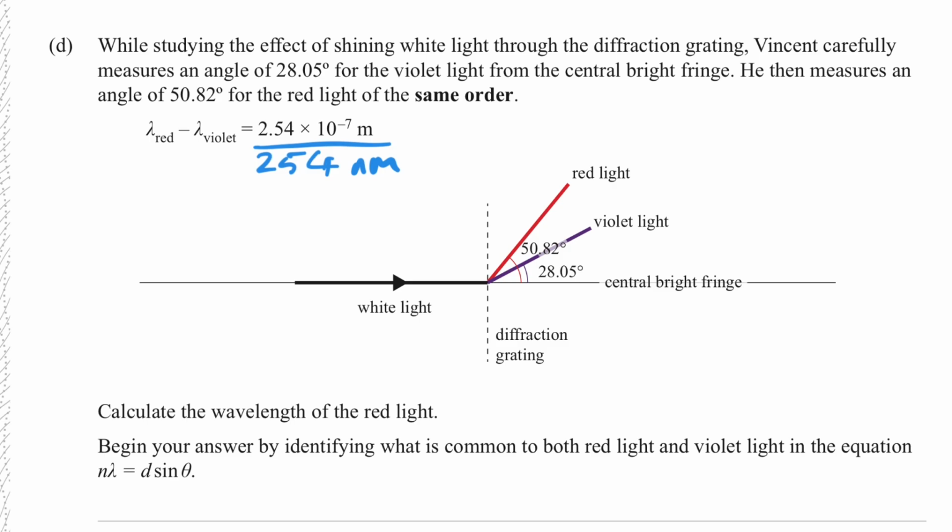In actual fact, they are spreading out in that kind of two-dimensional circle pattern, but a curved screen would give the most accurate picture of what's going on. Anyway, so it says calculate the wavelength of the red light, and begin your answer by identifying what is common to both red light and violet light in the equation n lambda equals d sine theta.